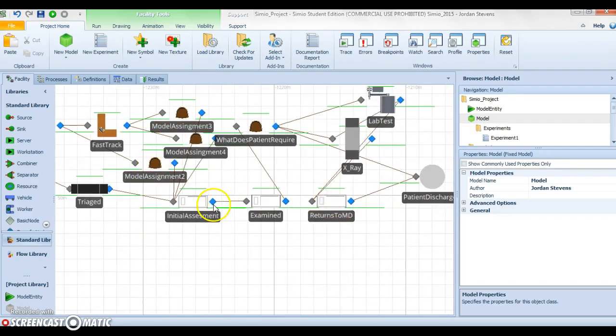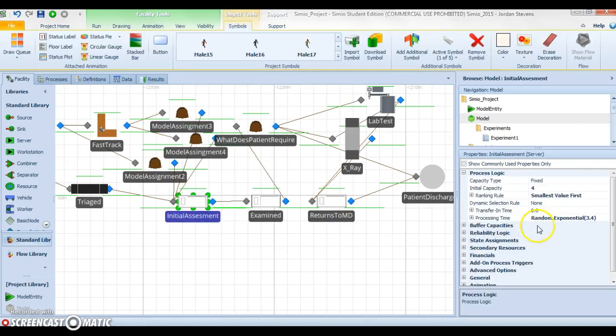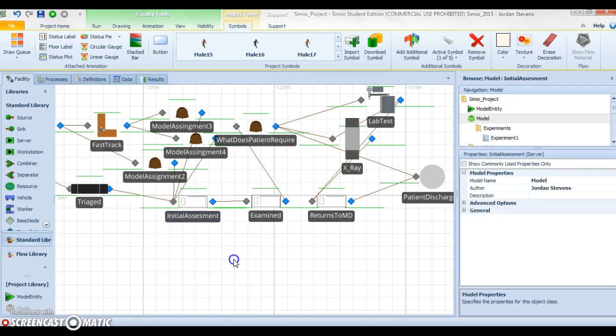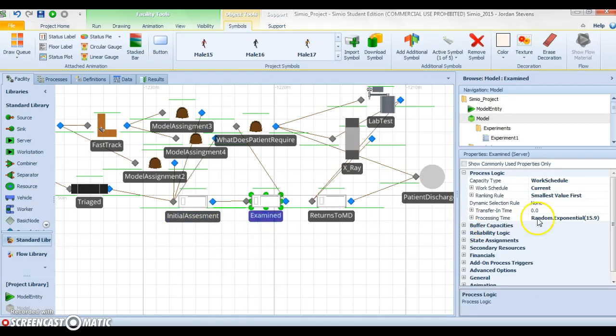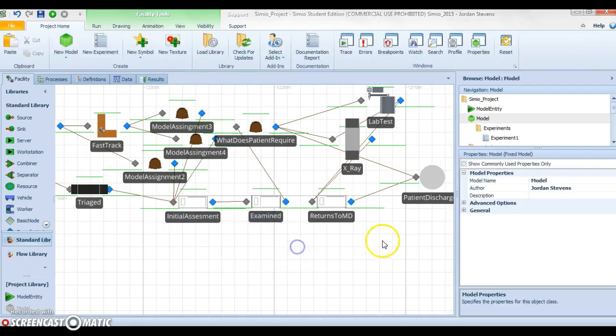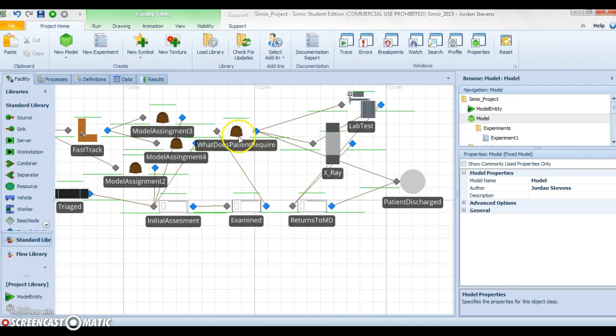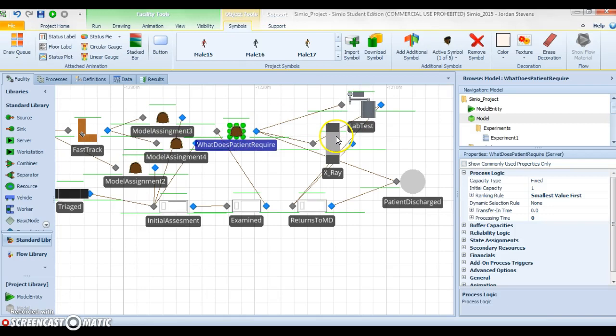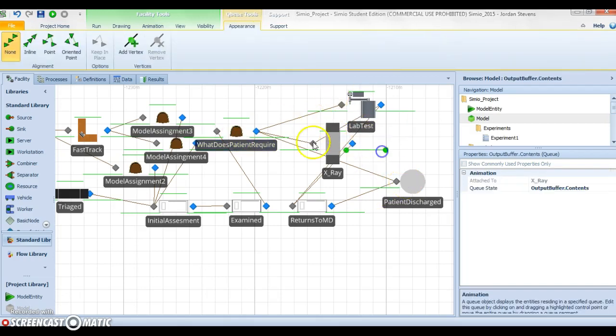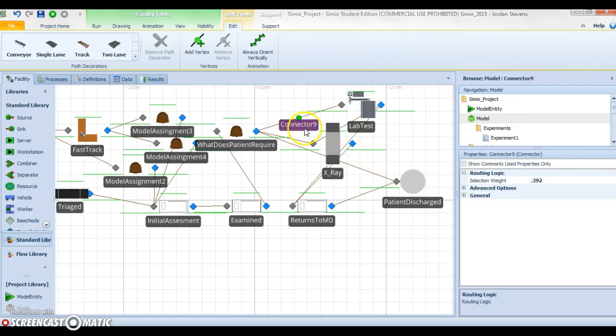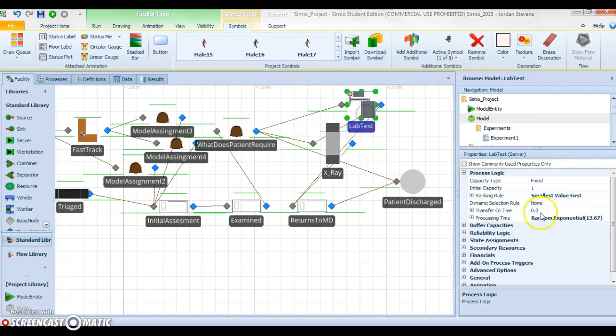After they go to the first sorting system, they go to initial assessment, which has a random exponential of 3.4 minutes. Then they go to examine, which has a random exponential of 15.9 minutes. And then they go to another sorting system, which is what does the patient require? A lab test, x-ray, neither, or both. And these are all given by the connectors too, and they have their own distribution times too.